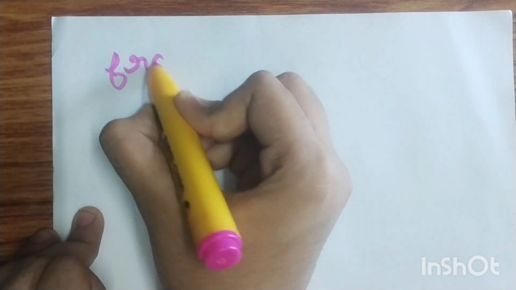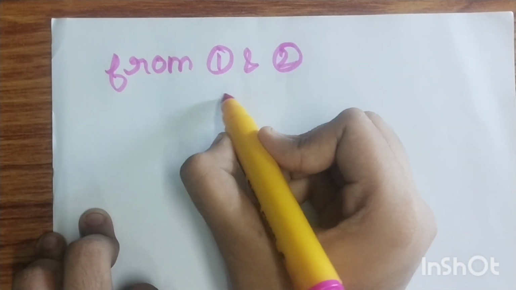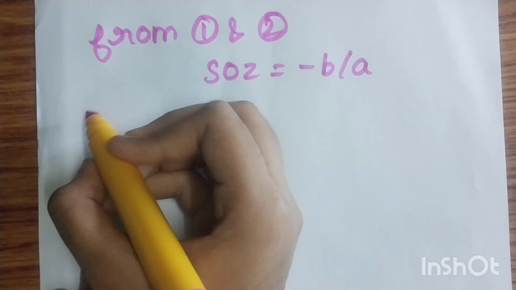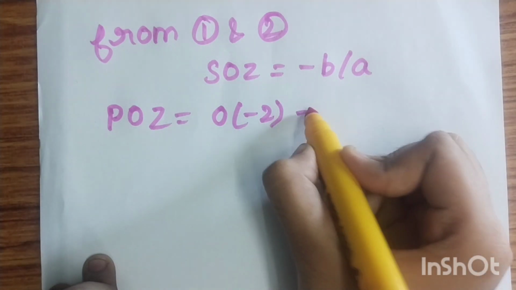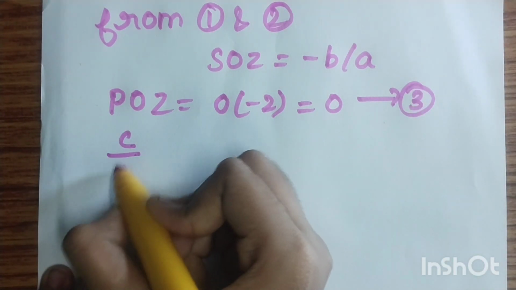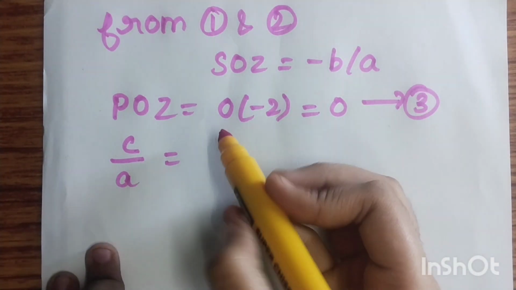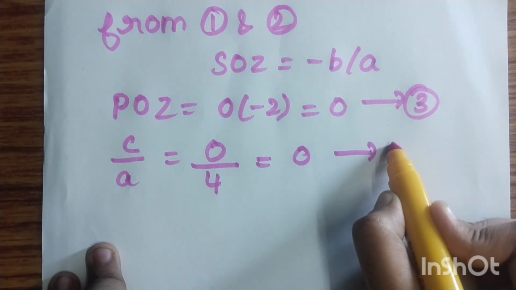From 1 and 2, SOZ is equal to minus b by a. Next, product of these zeros, POZ is equal to 0 into minus 2, which is nothing but 0. Anything multiplied into 0 is 0. So this is my third equation. And C by A. So my constant: there is no constant, just 4u square plus 8u is there. So it is also 0, and 0 by 4 is nothing but 0, which is my fourth equation.